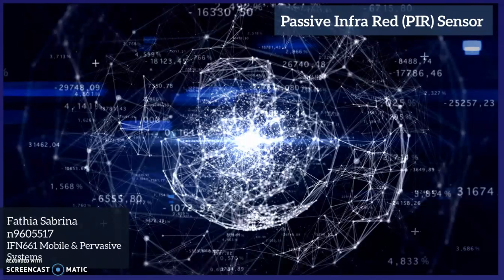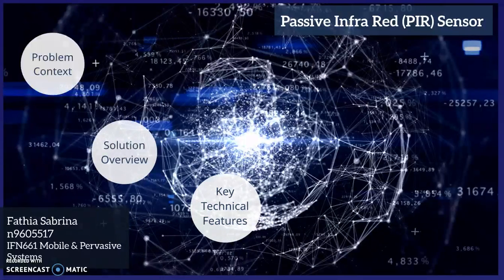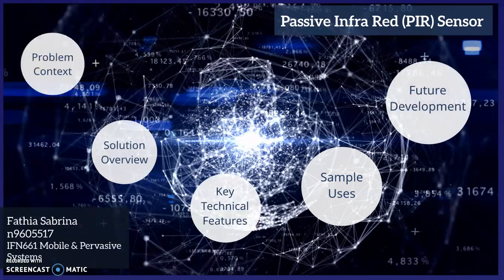We are going to discuss 5 main topics: the problem context, how PIR was proposed as the solution, the key technical features of PIR, how it is used, and lastly, the future development of it.